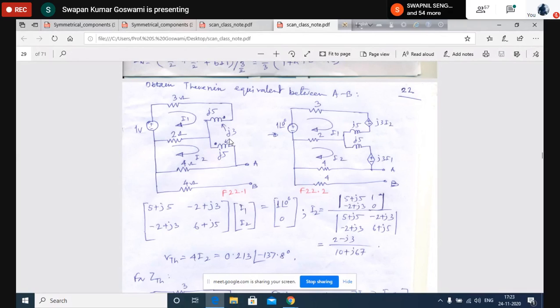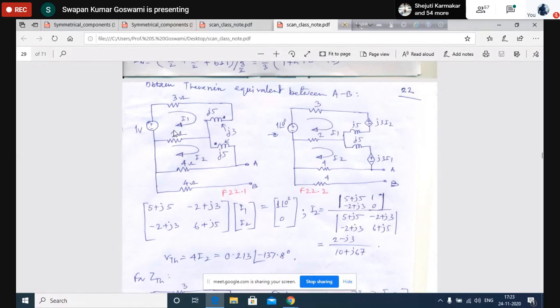Now you have to find out the Thevenin voltage, means the voltage available between these two terminals. So what you can do, you already have done that. If there is mutual coupling, we can draw the equivalent circuit like this. Okay, how to draw the equivalent circuit?